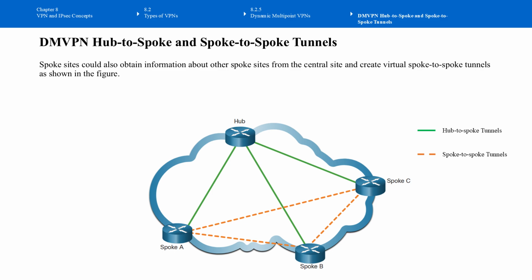This figure shows how the DMVPN improves a traditional hub-and-spoke VPN. The green lines are the permanent connections between the hub and each spoke. The orange dashed lines are the dynamic spoke-to-spoke tunnels, created when direct communication is needed. Initially, each spoke communicates with the hub. When two spokes need to exchange traffic, DMVPN can dynamically create a direct tunnel between them. After the direct tunnel is established, traffic does not need to pass through the hub.